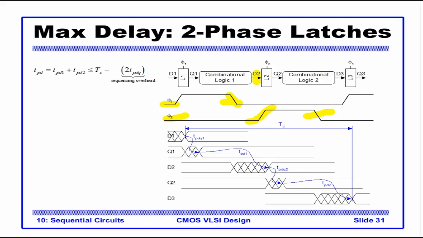Plus you have to make sure that phi 2 and phi 1 are non-overlapping, and that is not very easy in a big design. Since the clock goes through so many buffers, there's a lot of skew, so it is not easy to make sure that phi 2 and phi 1 are always non-overlapping. This is why this scheme is not very popular at a big level.